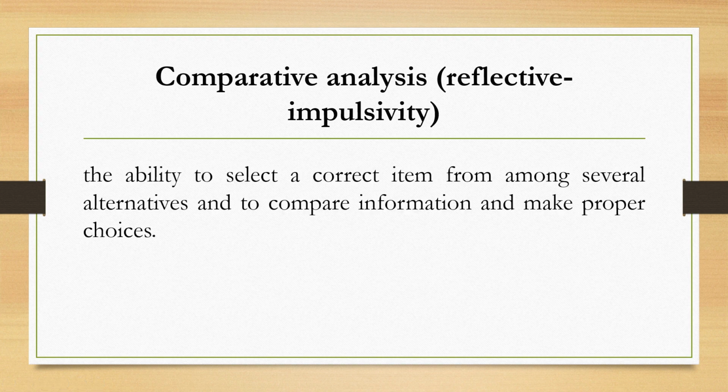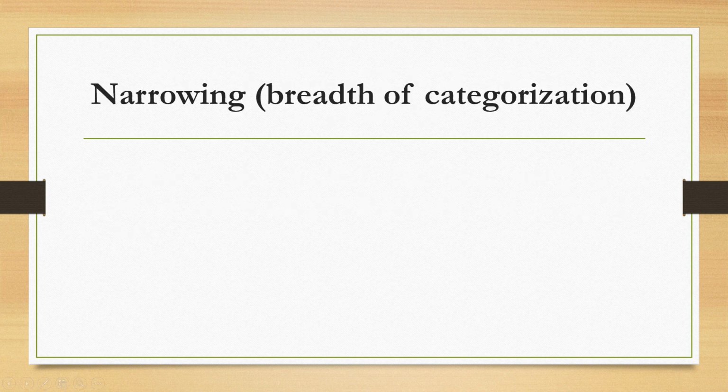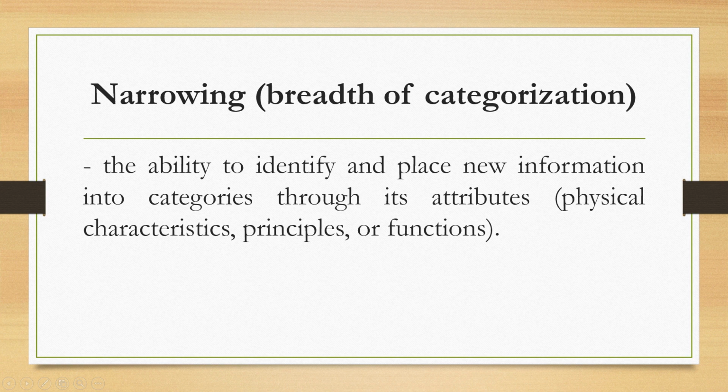This is the ability to select a correct item from amongst several alternatives and to compare information and make proper choices. The next cognitive structure is narrowing, breadth of categorization. This is the ability to identify and place new information into categories through its attributes, physical characteristics, principles, or functions.